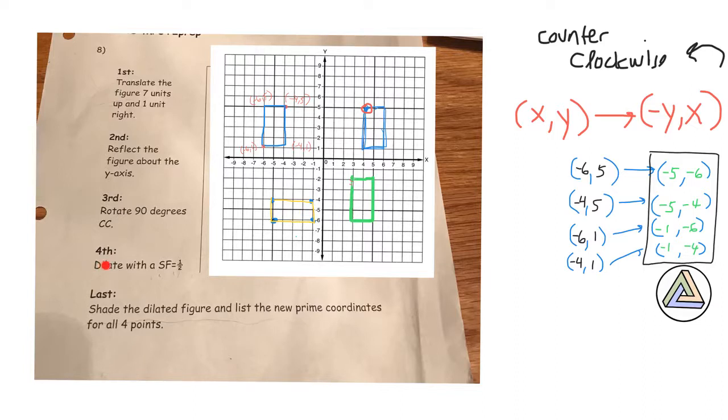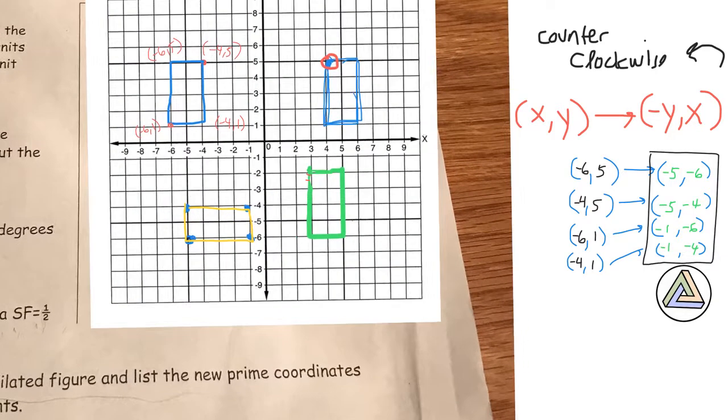Now, dilate with a scale factor of 1/2. What the heck does that mean? Okay, so basically, usually when they say dilate, they mean dilate it towards the origin. So it's like dilating this towards the origin, which means either scale it up, make it bigger and further away from the origin, or shrink it down and bring it close to the origin by a scale factor.